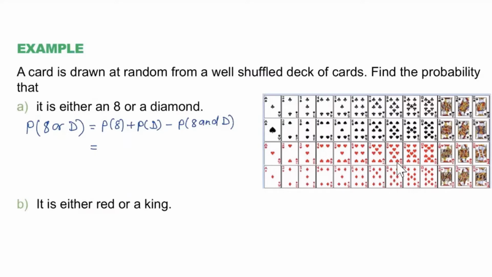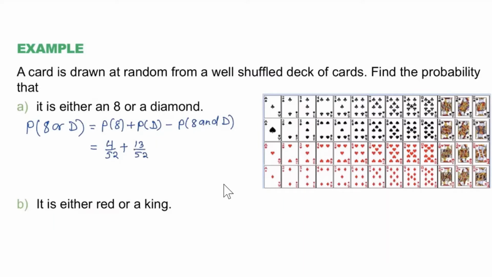How many 8s are there in all? 4, right? 4 out of 52. Very good. Plus, how many diamonds are there in all? In a deck of cards, how many diamonds will be there? If you know, you can just tell it. Otherwise, you can count here. How many are there? 13. 13 out of 52.